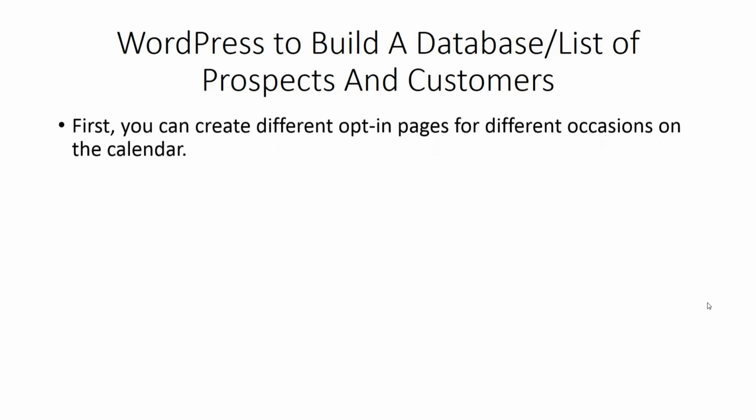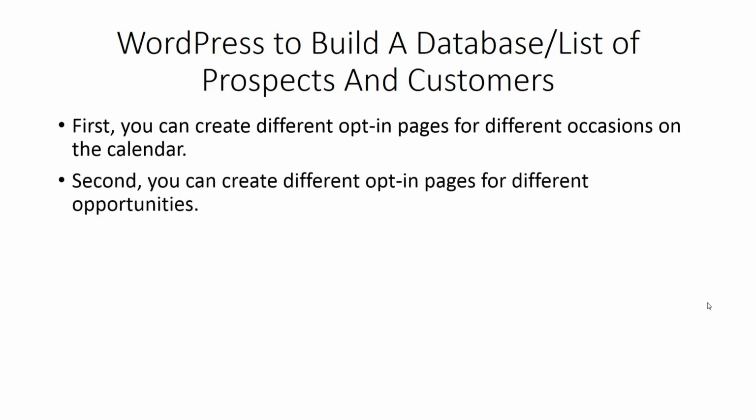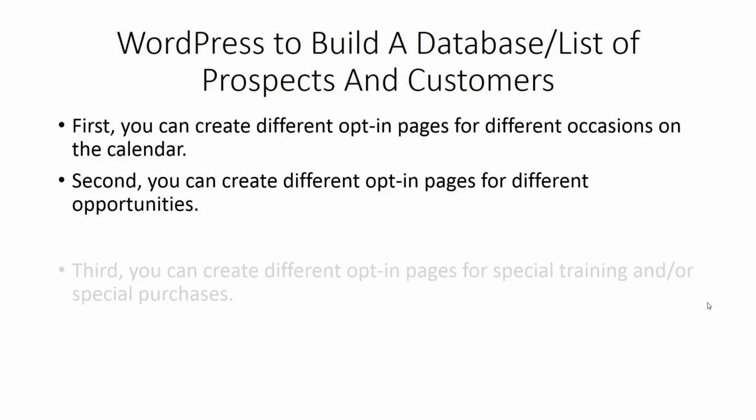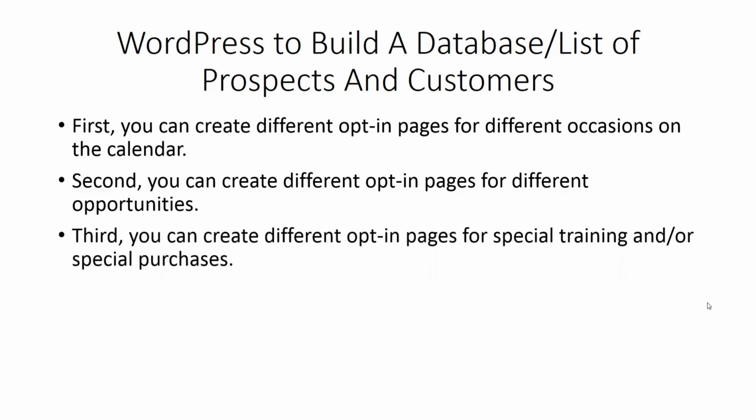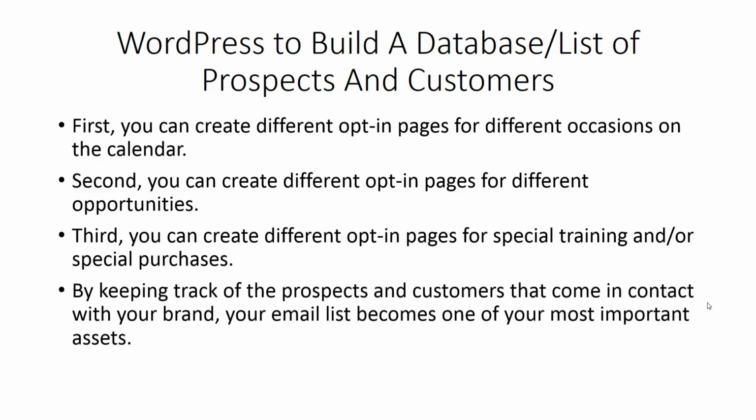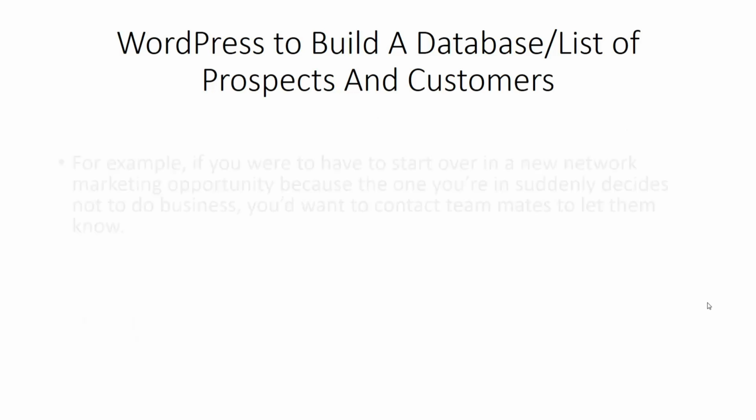First, you can create different opt-in pages for different occasions on the calendar. Second, you can create different opt-in pages for different opportunities. Third, you can create different opt-in pages for special training or special purposes. By keeping contact of the prospects and customers that come in contact with your brand, your email list becomes one of your most important assets.